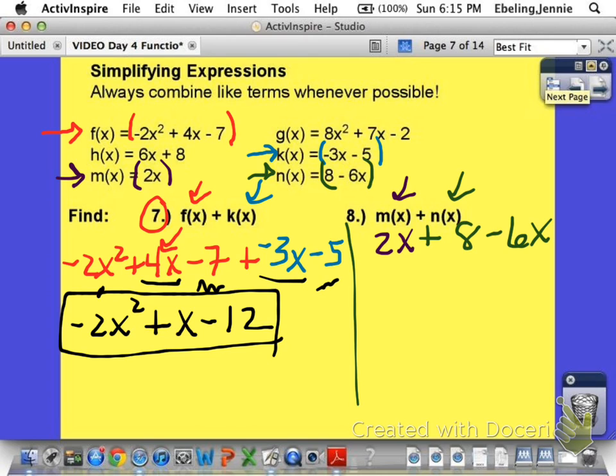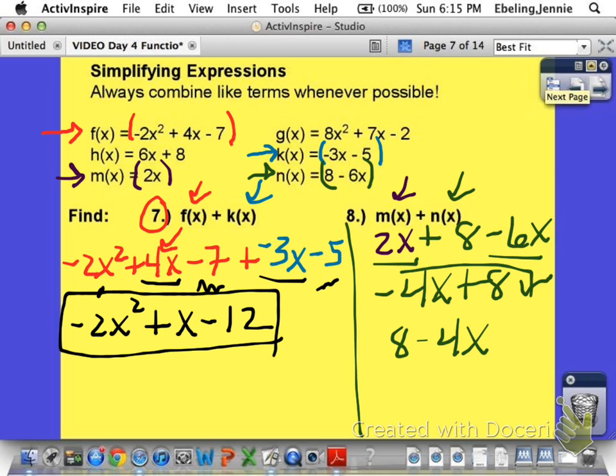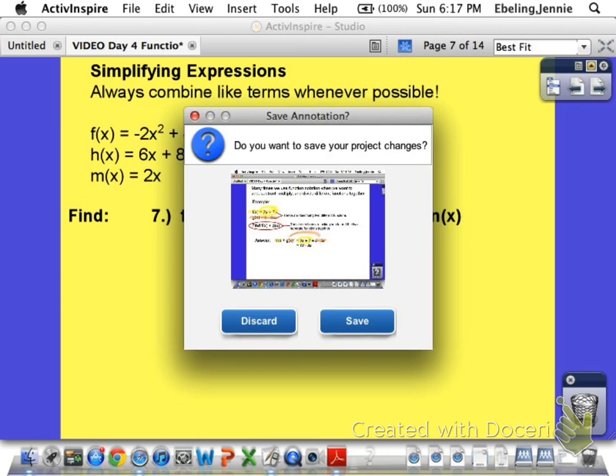When I look at this, the only like terms I have together are the 2x and that negative 6x. So I have negative 4x plus 8. Now if someone was to write 8 minus 4x, that's not incorrect, that's still okay. It's just that this piece right here is written in what we call standard form, order of decreasing powers. Okay, let's take a look at the next page.